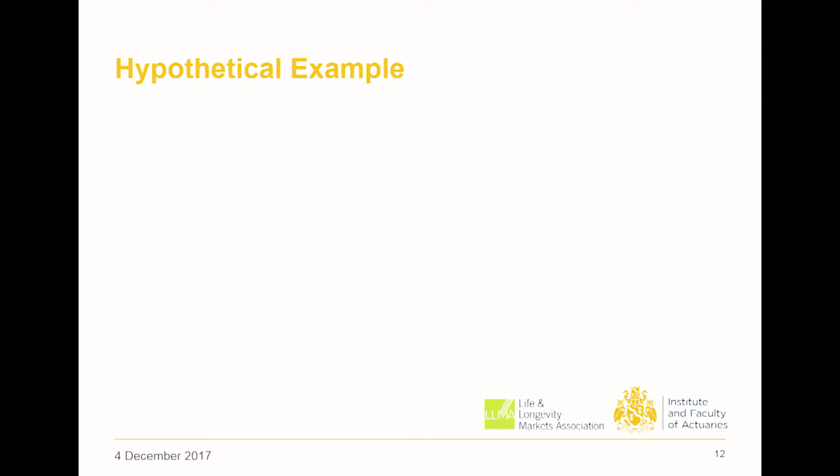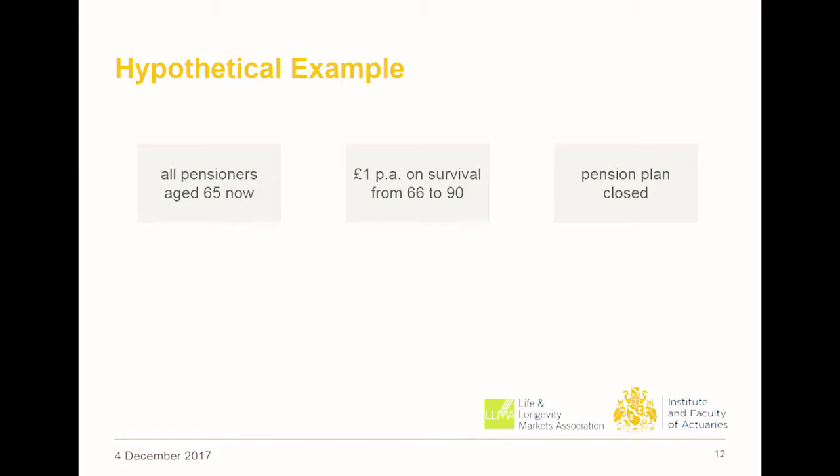Okay, the mathematical formulas are over. Now we start with a simple hypothetical example of a pension plan. Suppose all pensioners are now age 65. Each pension pays £1 per year on survival from ages 66 to 90. The pension plan is closed and there are no new members.